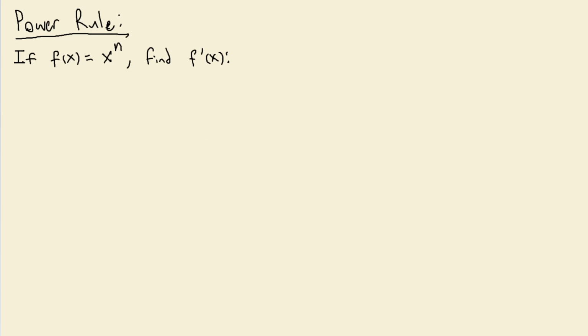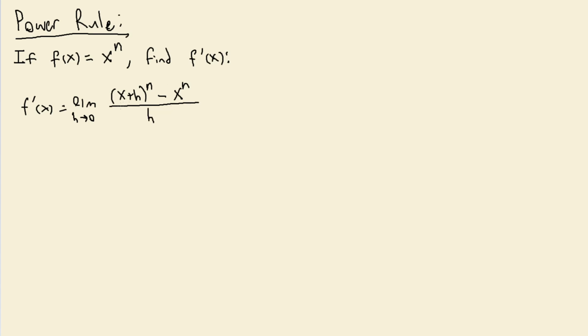All right, so just taking a crack at this with our formal definition, we'll have that f prime of x is equal to the limit as h approaches 0 of f of x plus h. Well, what's that in this case? That's going to be x plus h to the power of n minus f of x, which is just x to the power of n, divided by h.